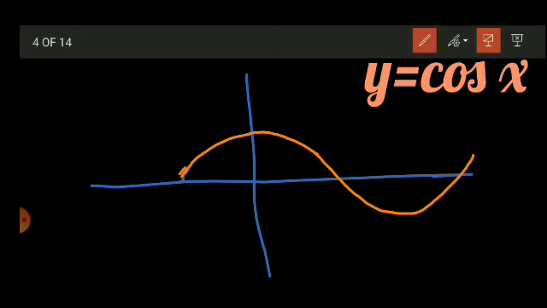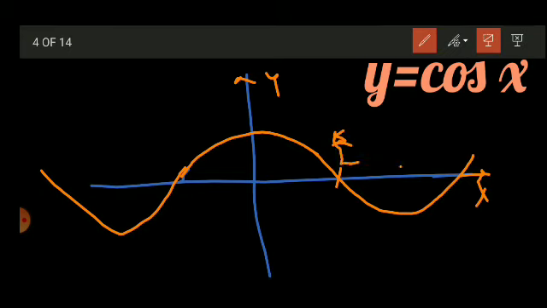This is the portion of cos x. Okay, this is the y-axis, and this is what you call the x-axis. Now if you see here, this point is pi by 2, this point is pi by 2, and this point is pi here, and this point is 0. At 0 the value is 1.